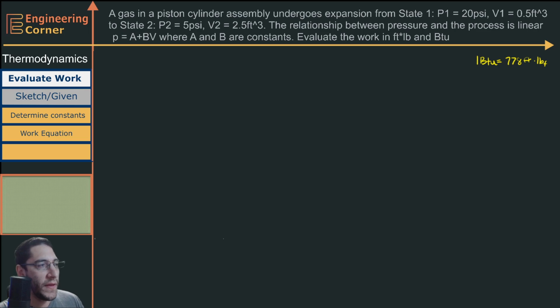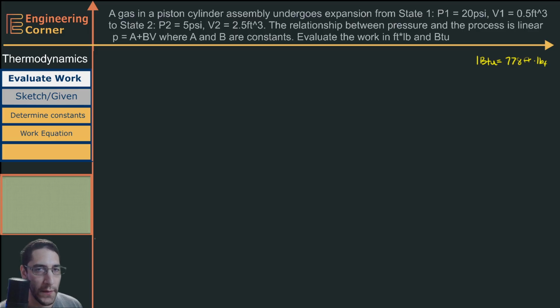In this problem, we're told that gas in a piston cylinder assembly undergoes expansion from state 1, which is P1 equal to 20 psi, V1 equal to 0.5 cubic feet, to state 2, which is P2 equal to 5 psi, and V2 equal to 2.5 cubic feet. We are also told that the relationship between pressure and volume for the process is linear and is given by the equation P equals A plus BV, where A and B are constants we will need to solve for. And we are asked to evaluate the work in both foot-pounds and in BTU.